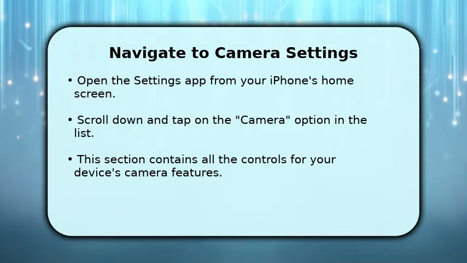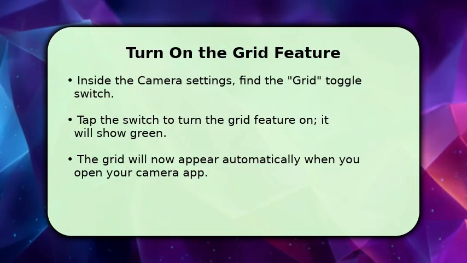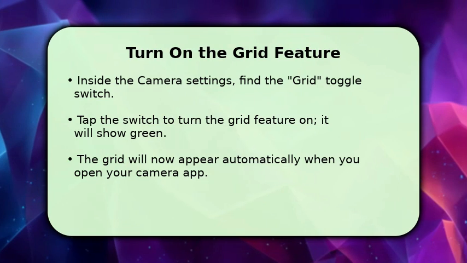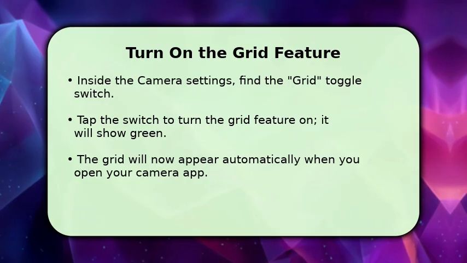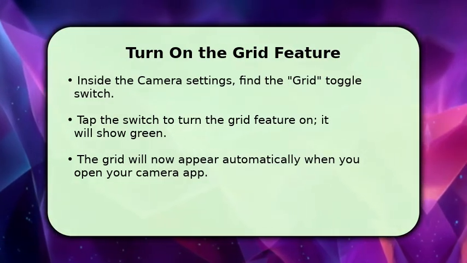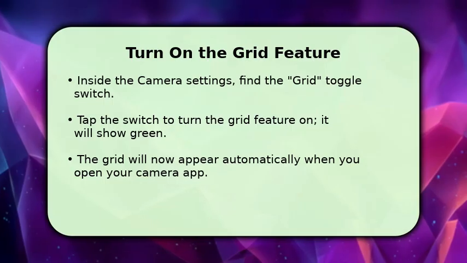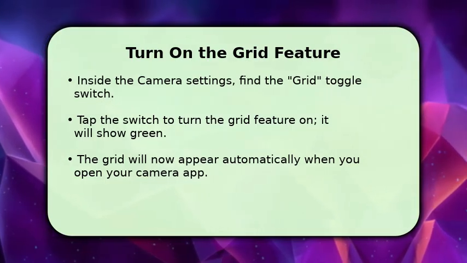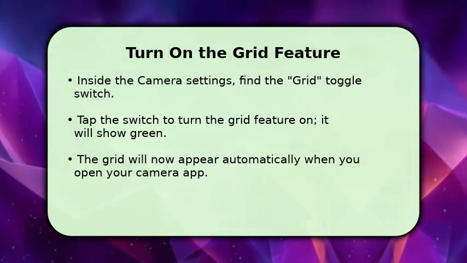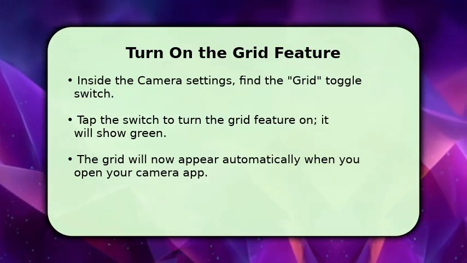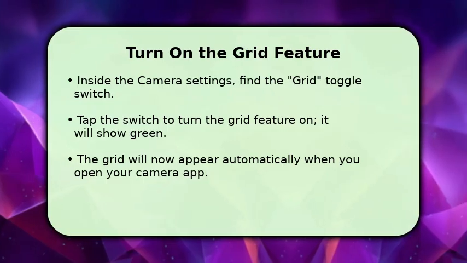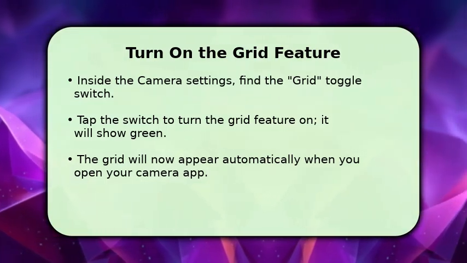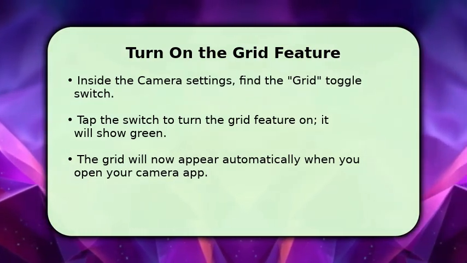It's a straightforward process. Within the Camera Settings menu, you'll see several options. Look for the one labeled Grid. There will be a toggle switch next to it. Simply tap this switch to activate the grid. When the switch turns green, you'll know the feature is enabled. Now, when you open your camera application to take a photo or record a video, you will see the helpful grid lines overlaid on your screen, ready to assist your composition.